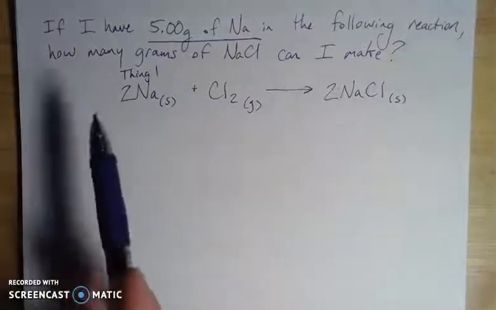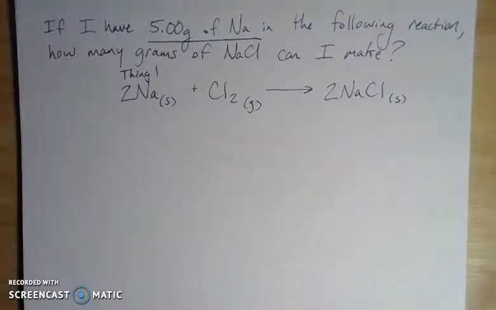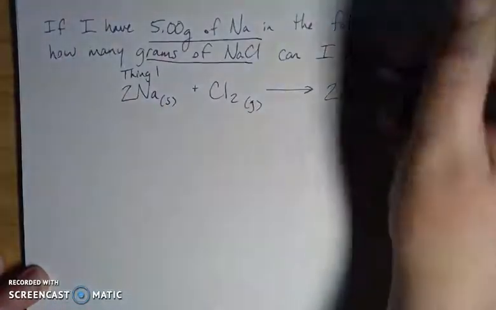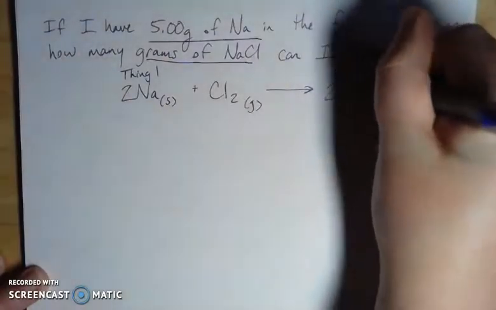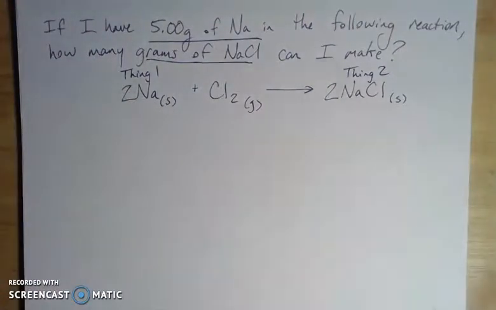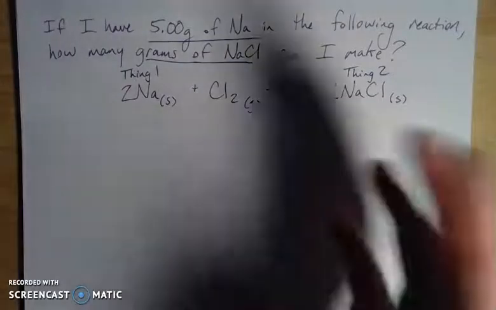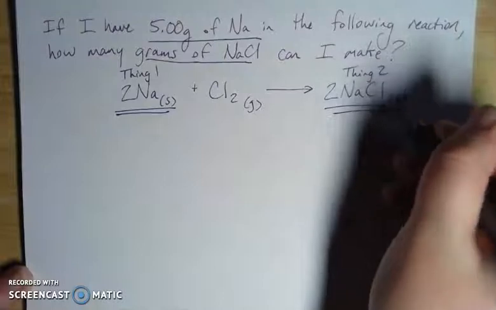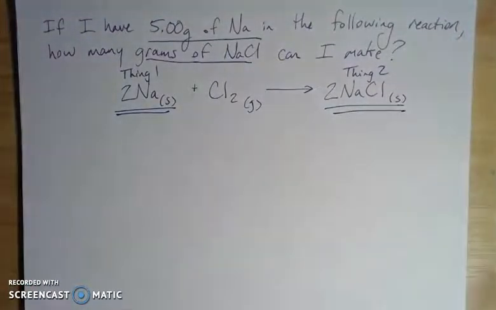In the following reaction, how many grams of sodium chloride can I make? So it's asking the question about grams of sodium chloride. So my sodium chloride is my thing 2. So the thing I'm given information about, the thing I'm asked for information about. And the nice thing is it's not giving me or asking for any information about chlorine, so I'm going to keep it out of the equation. I'm not even going to think about it. I'm just going to focus on going from thing 1 to thing 2, and nothing else really matters.